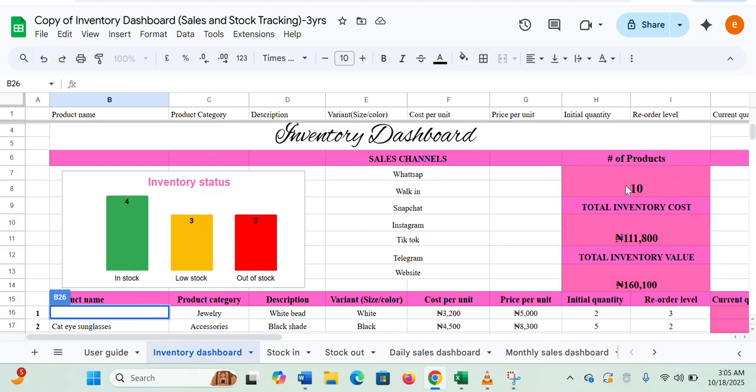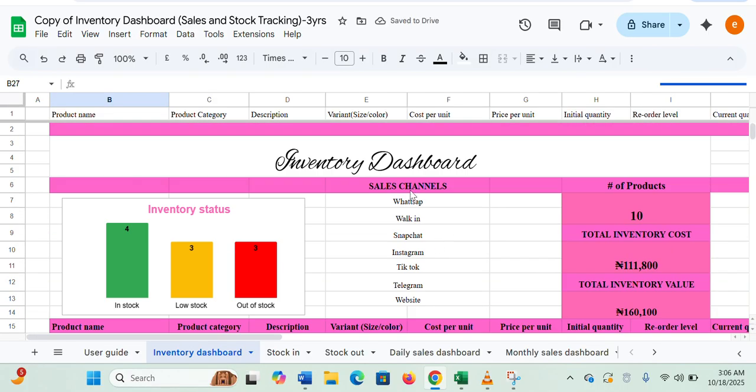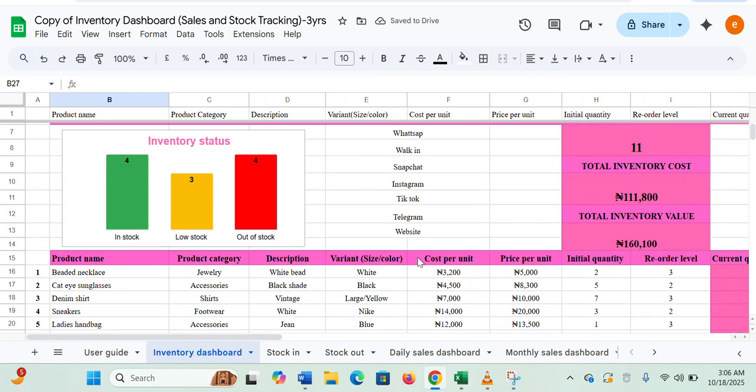Please just follow my cursor. I hope that you understand that. But let's say, for example, I want to input a new product. Let's say nose mask. It automatically changes to 11 products. It adds up by itself, meaning that there is a formula there. That is why it is shaded in pink, and you really do not have to input anything here.